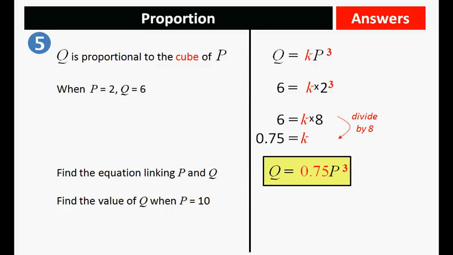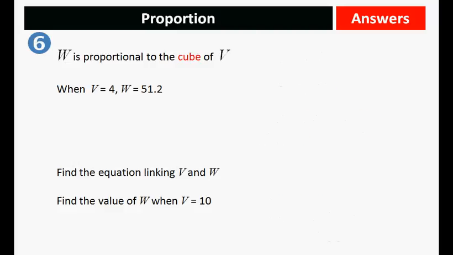So that's the equation linking them, and then it says find the value of q when p equals 10. So when p equals 10, well, we just put 10 into that equation, and q is 0.75 times 10 cubed, which is 750.